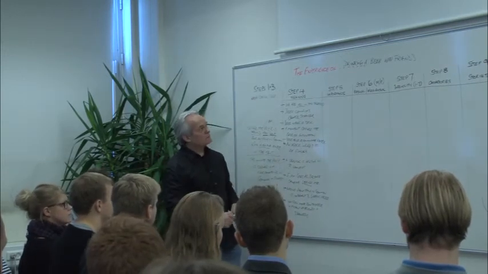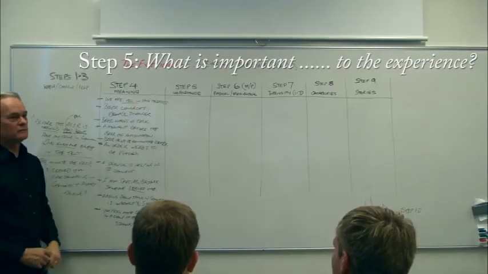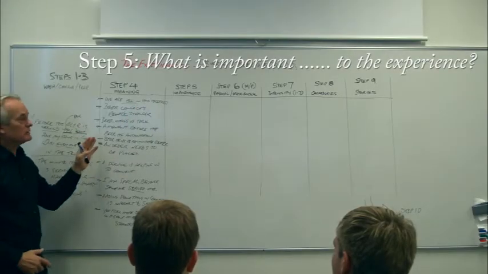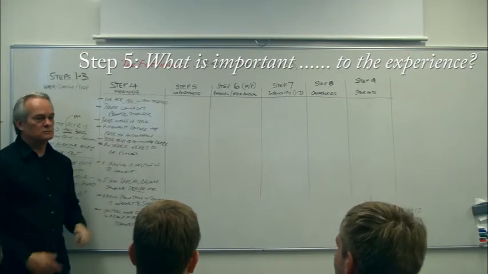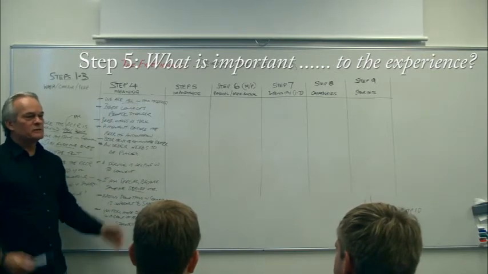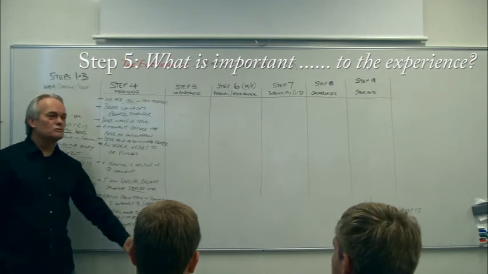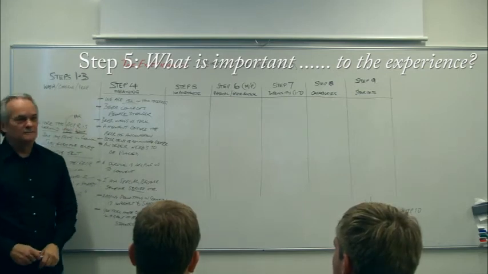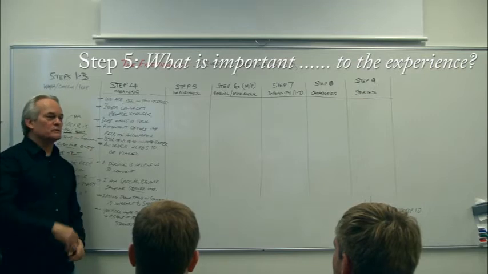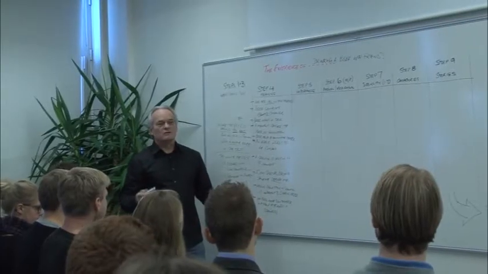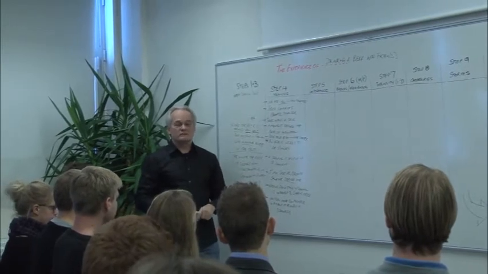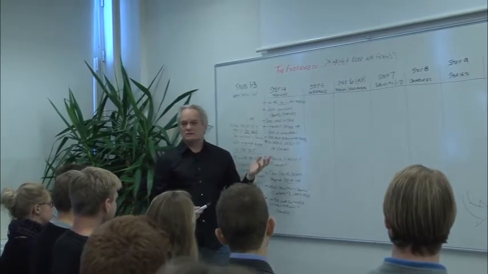So, it's important now we move to step 5. Step 5 is determining what, amongst these things, is important. So how will we determine what's important? Important to who? Or whom? Important to me? Or important to the person who was in the experience itself? How do we determine? What is the criteria for determining what is important?